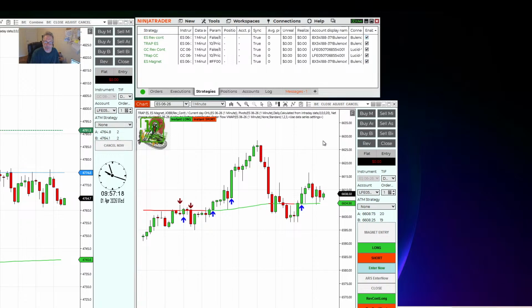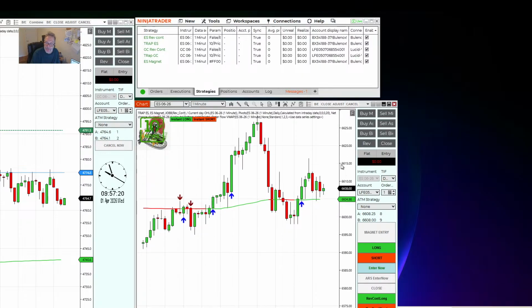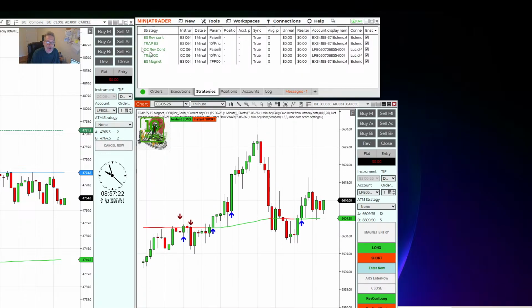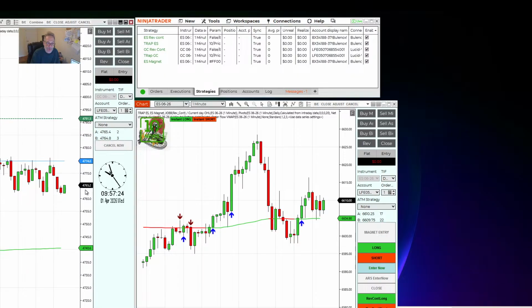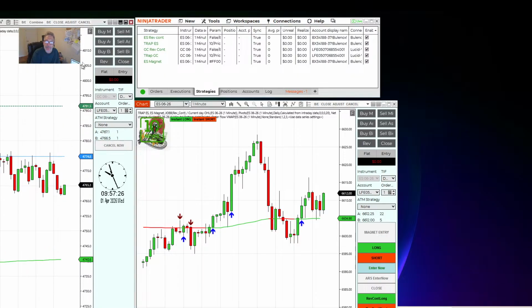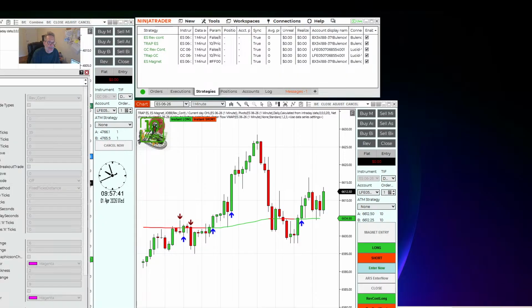Everything looks good. We have a magnet, but a trap is what we're trading though. Same thing with gold. Trap is the main trade. All I have on gold is a reverse continue and a trap. Might as well throw a magnet on gold. High of day, low of day.